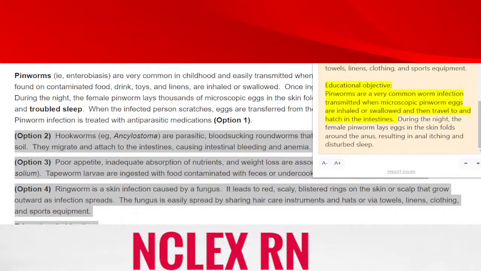Educational objective: pinworms are a very common worm infection transmitted when microscopic pinworm eggs are inhaled or swallowed and then travel to and hatch in the intestines. During the night, the female pinworm lays eggs in the skin folds around the anus, resulting in anal itching and disturbed sleep.